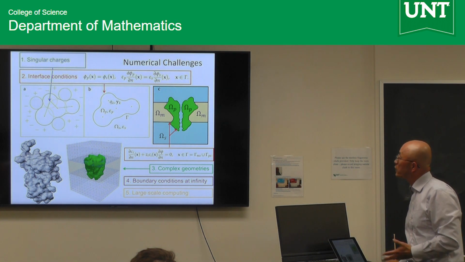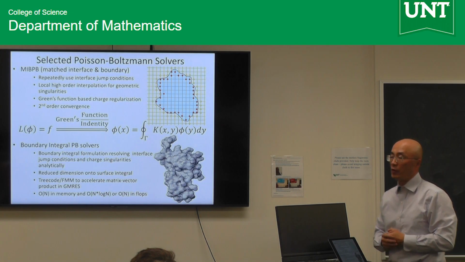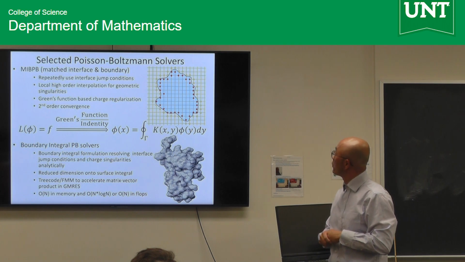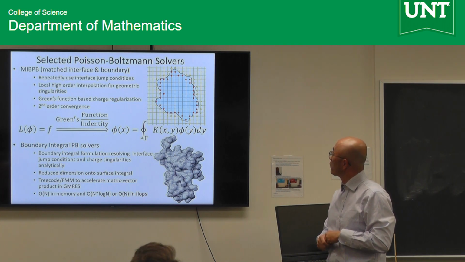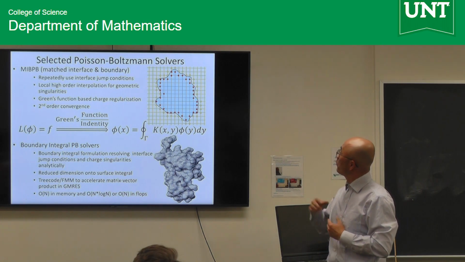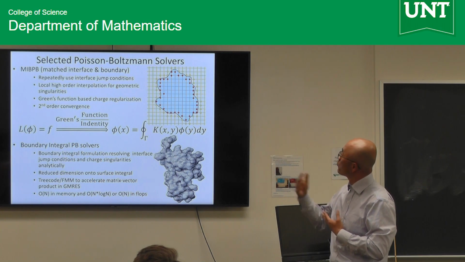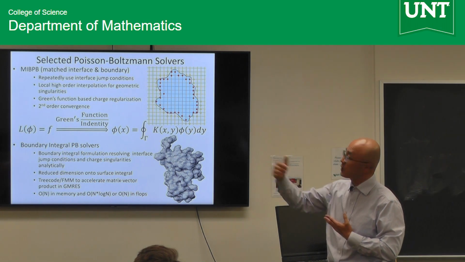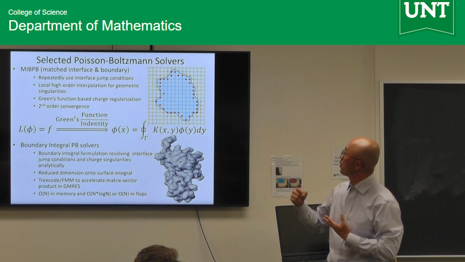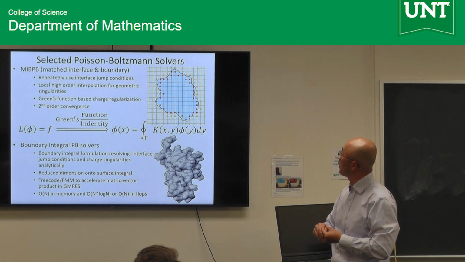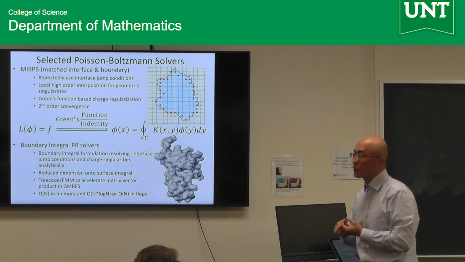And how do we address these challenges? We have essentially two approaches. One is called the matched interface and boundary method. The idea for this method is that we can use the interface jump conditions to capture the non-smoothness of the potential across the interface. What we do is use local high-order interpolation for the geometrical singularity, and then we use Green's function-based charge regularization.